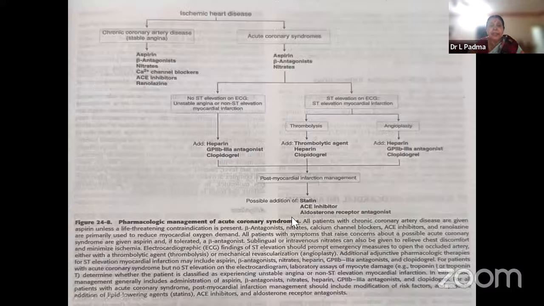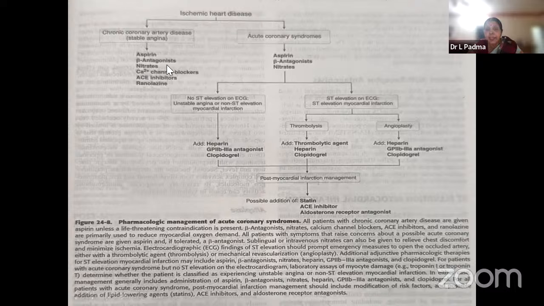So here again, you can remember everything from today's lecture in this one slide completely. See here: chronic coronary disease, stable angina, acute. In chronic, these are all the drugs which are used. These are all 100% you should use. Aspirin, 150 milligrams. Beta antagonist, preferably metoprolol or carvedilol, because it has got additional antioxidant activity and vasodilator activity.